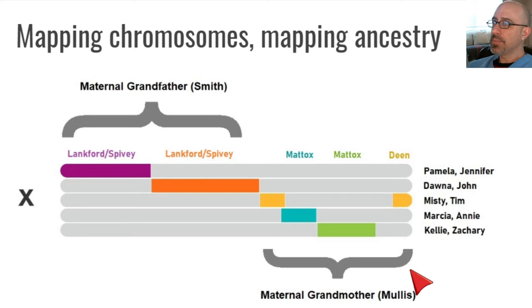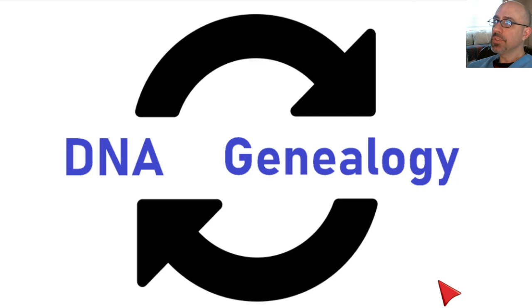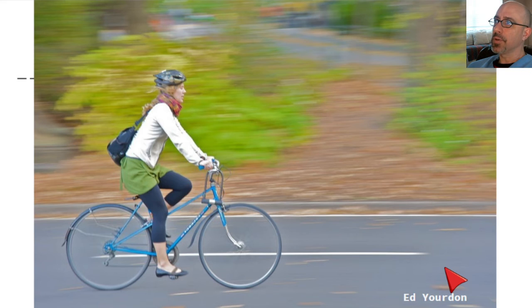This process becomes easier and easier over time as the information accumulates. It becomes more powerful. So this is this process where DNA information helps us to understand our genealogy better. It propels our genealogy research, and then our genealogy research in turn helps us to understand our DNA better and propels our DNA research. So this really becomes easier and easier over time.